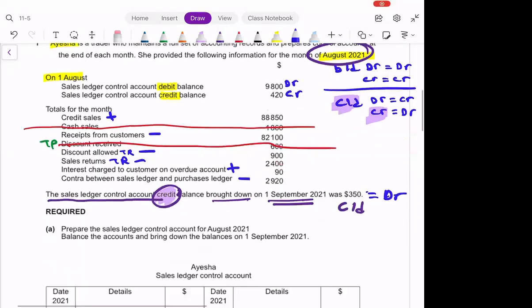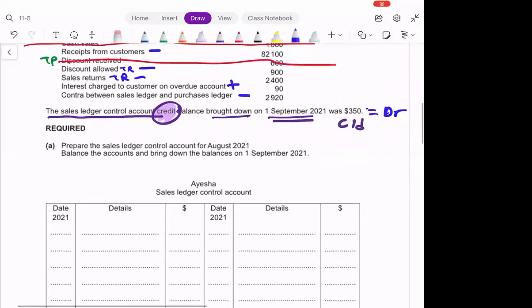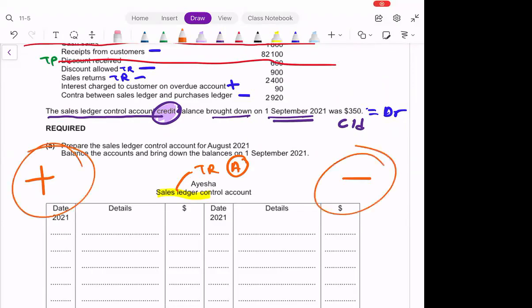Okay, then we read the question. Required: prepare the sales ledger control account. Sales ledger control account is my trade receivable. Trade receivable means asset. Asset increase means debit side. Decrease means credit side. You remember this? Asset, you follow the Adam wants eat large chicken rice. Okay, trade receivable is asset. Asset increase debit, decrease is credit.